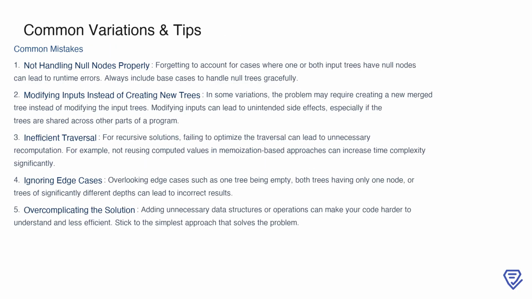When solving problems like merging binary trees, there are some common mistakes to watch out for. First, not handling null nodes properly can lead to runtime errors. If either of the input trees has a null node at any point, your code must account for this by including base cases to handle null trees gracefully.